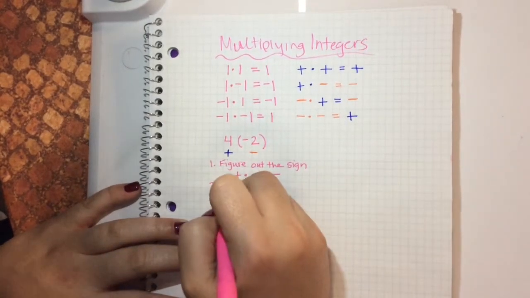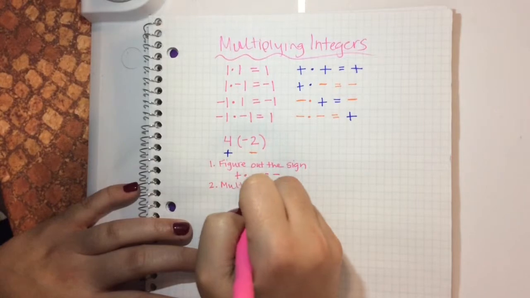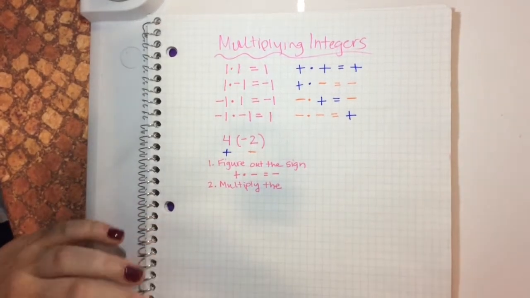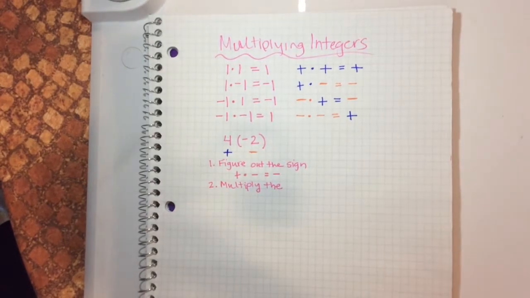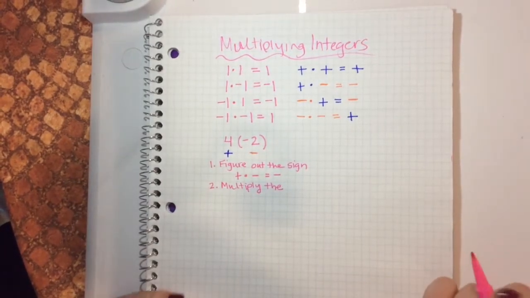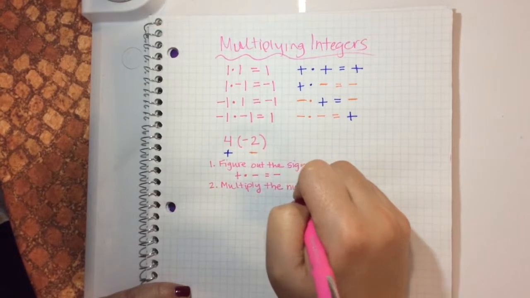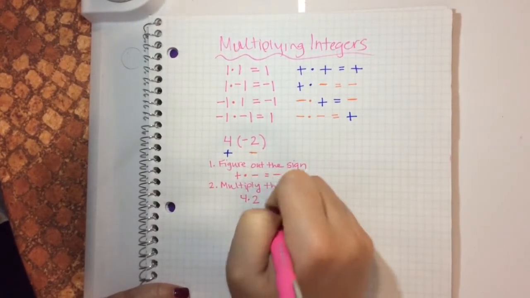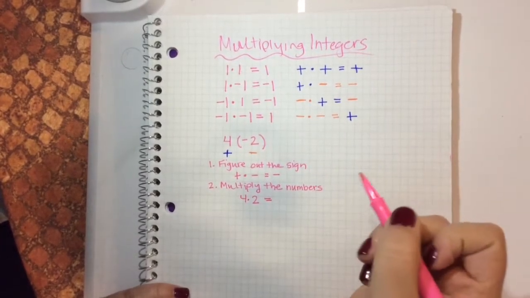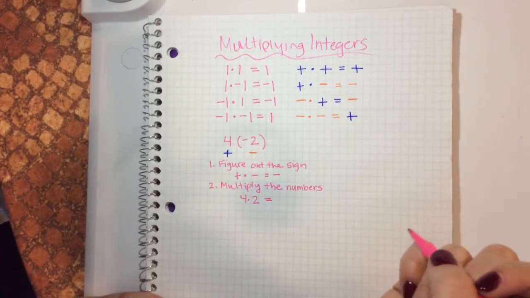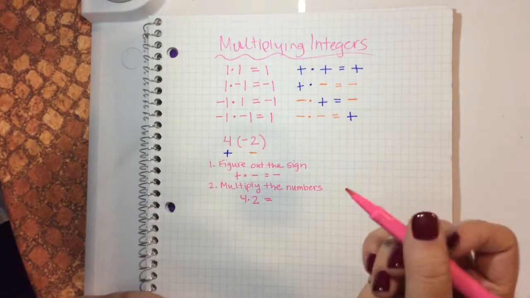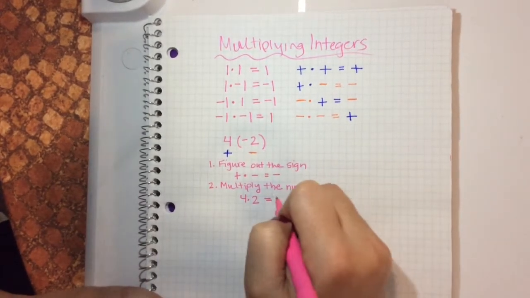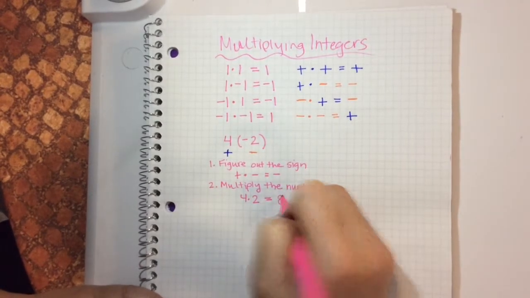The next thing I need to do is multiply the numbers together. And this is basically multiplying the absolute value of the numbers together. So I want to do 4 times 2. Remember, the absolute value pays attention not to whether it's negative or positive, but how far from 0 it is, what its distance from 0 is. So 4 times 2 is 8.